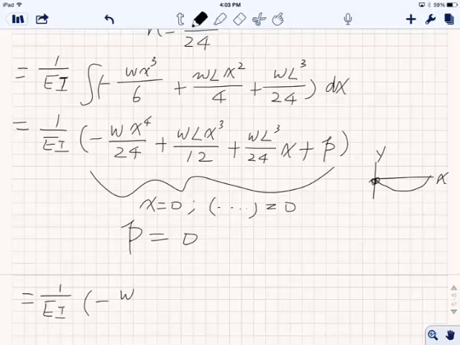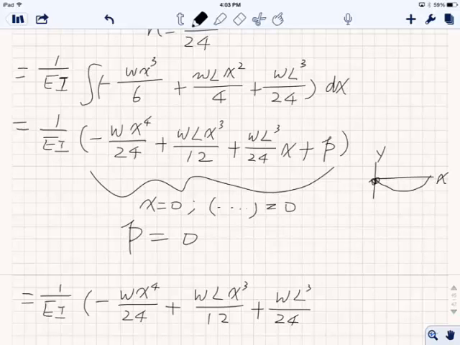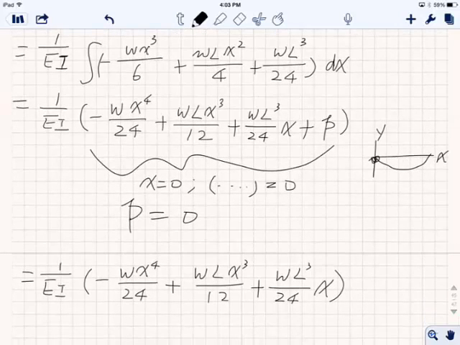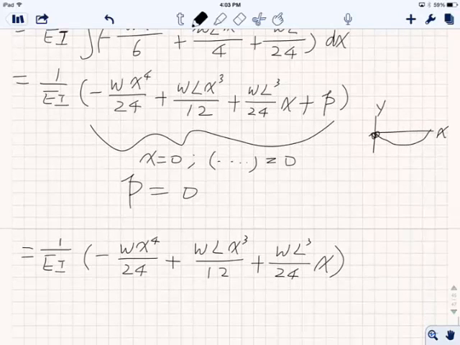EI minus WX of 4 divided by 24 plus WL. All right, so this is our final answer. There's one more thing you can do. Don't forget one thing.